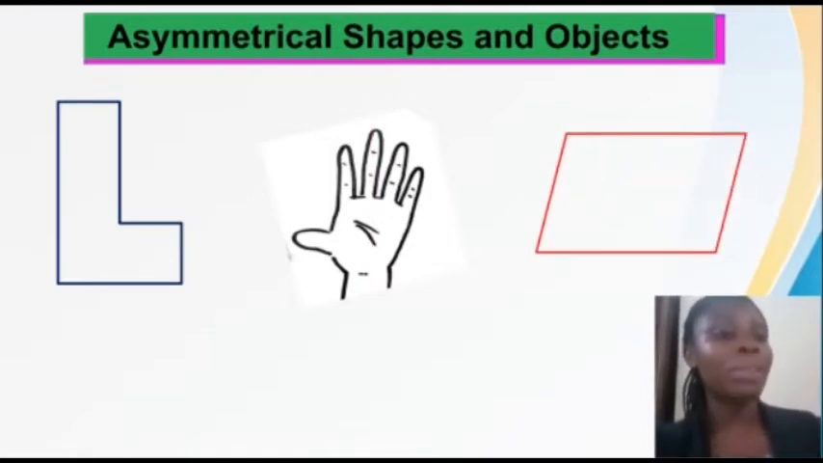This is a parallelogram. Let's try to cut. Not at all. This parallelogram is not symmetrical at all because this line cutting through it is not a line of symmetry. Let's try another way. The same thing. This is not a line of symmetry.